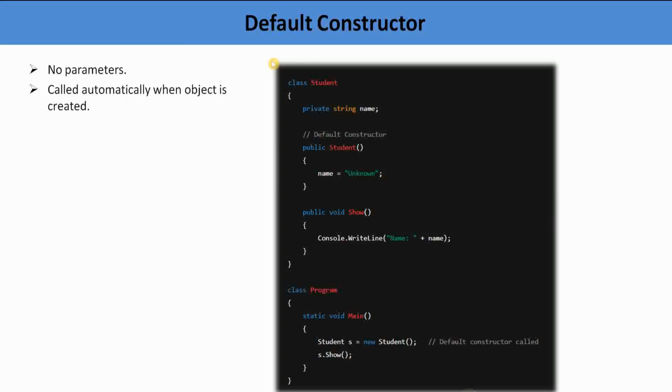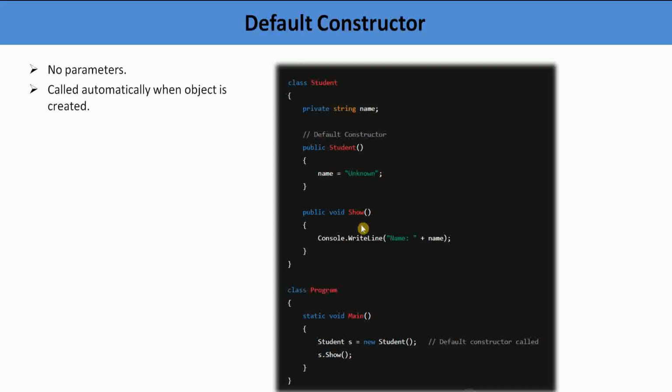First we have the default constructor. So what is a default constructor? It has no parameters. If we want to create a default constructor, we cannot provide any parameters to it because it is a parameterless constructor. It is called automatically when an object is created, whenever we create an object of that particular class. So here we have one class, and here we have a default constructor. If we do not provide this default constructor, the compiler will automatically create it on the creation of the object.